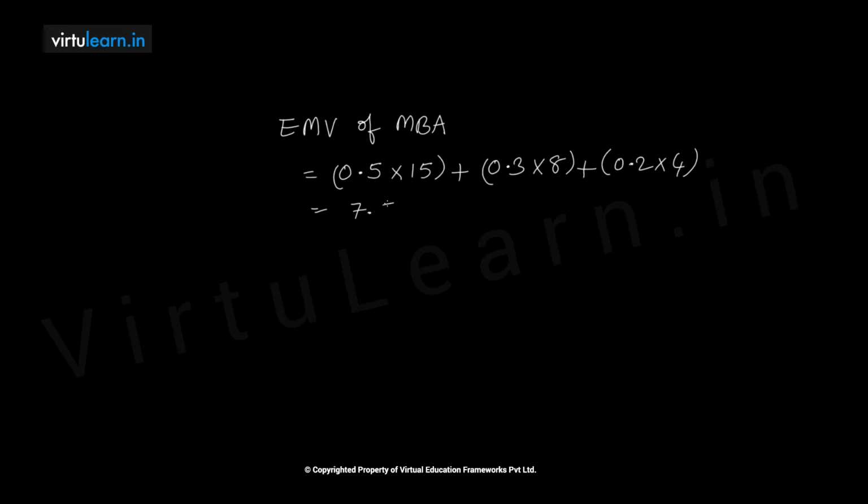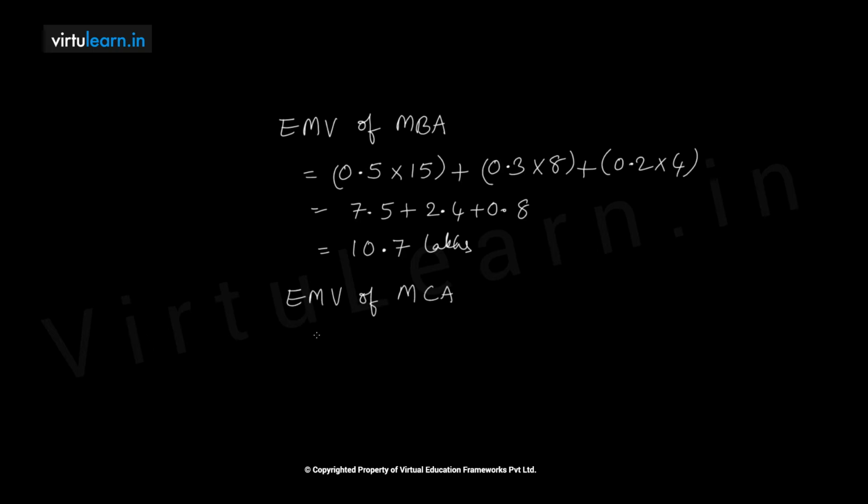7.5 plus 2.4 plus 0.8 lakhs, which will give us 10.7 lakhs. And then the EMV of MCA.